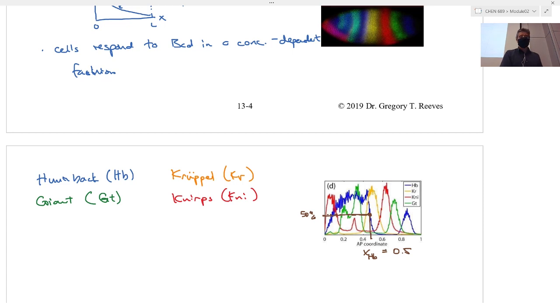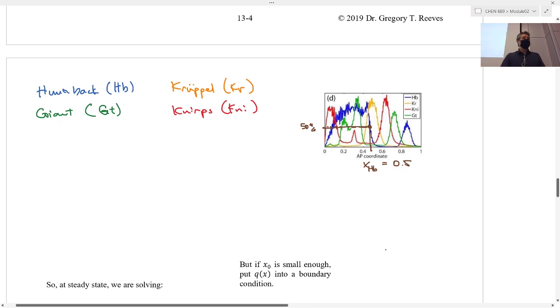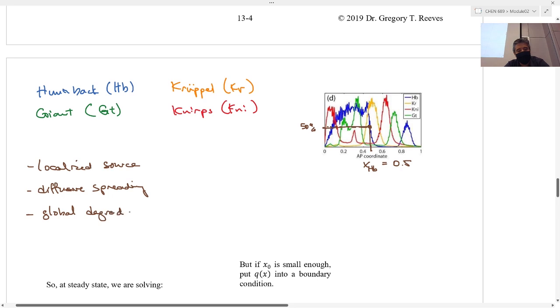All right, so what kinds of models can we write down for this? It has a localized source. It has diffusive spreading. And quite honestly, we're not sure about whether it's degraded or not, but you almost never assume that a protein has an infinite lifetime. So we're going to assume global degradation. Like it has to get degraded over time. Otherwise, it's just going to accumulate in the embryo forever.